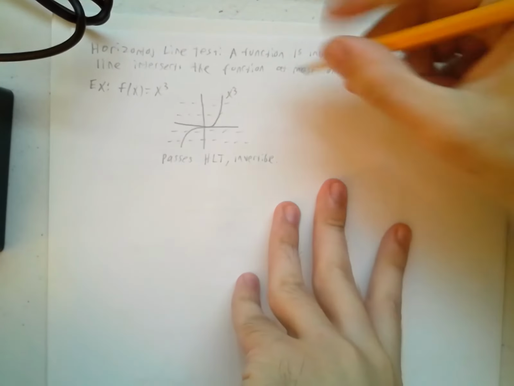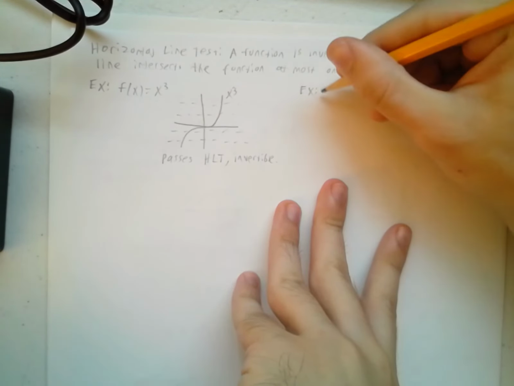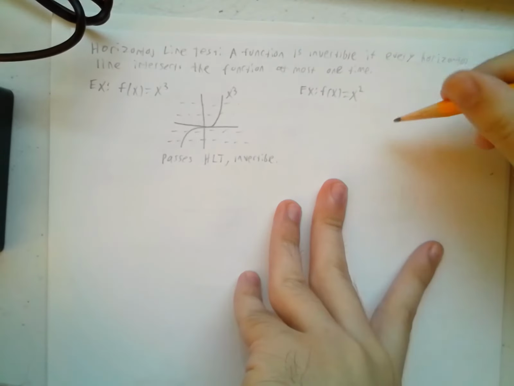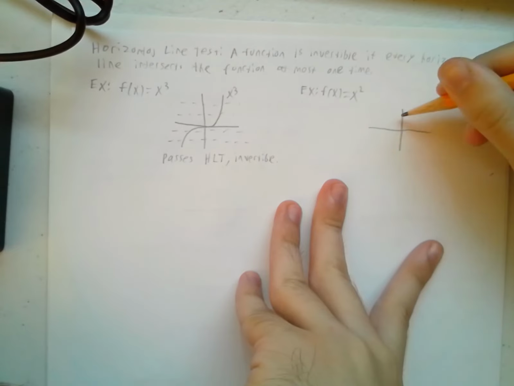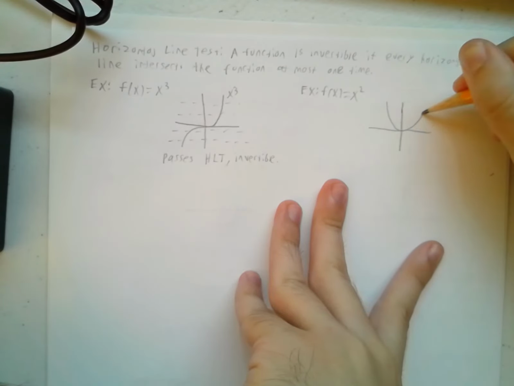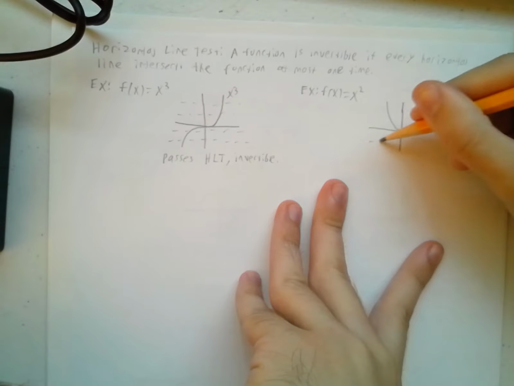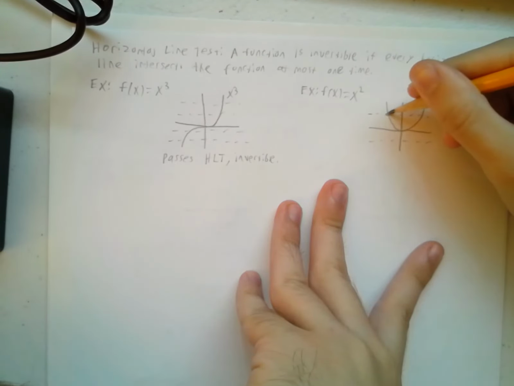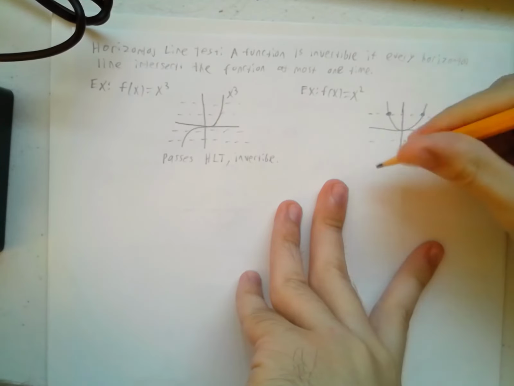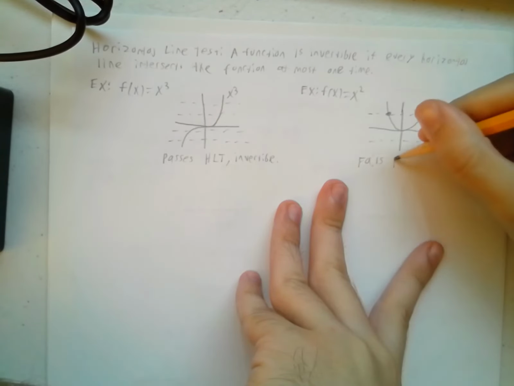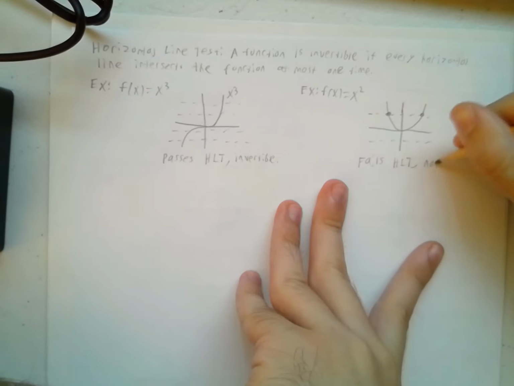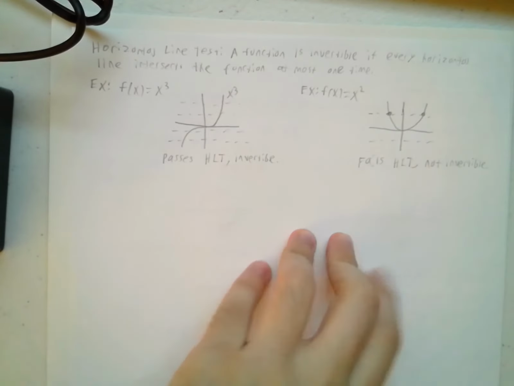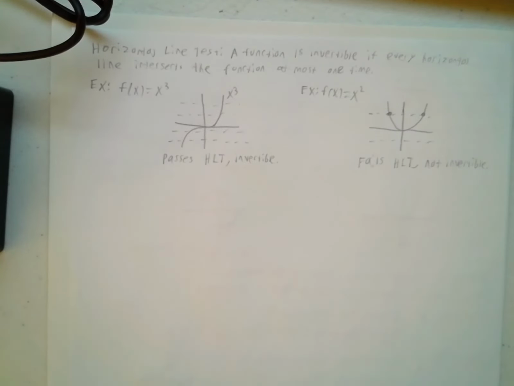On the other hand, if we take a look at the function f of x equals x squared, then we have a parabola. And if we draw some horizontal lines down here, they don't hit the graph at all. But if we draw one up here, then it hits the graph 2 times, and therefore this fails the horizontal line test, and the function is not invertible. And this again has to do with the fact that when we take the square root, we have a plus or minus sign, and that's what leads to this problem.